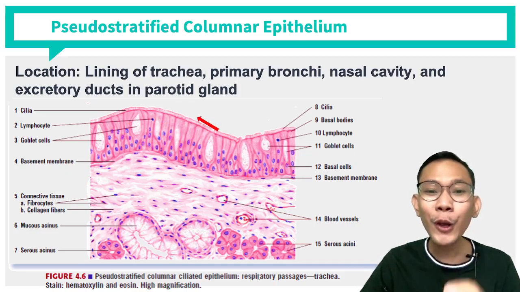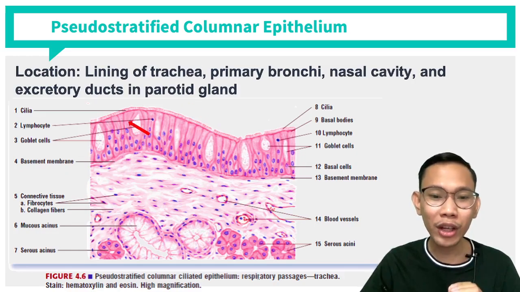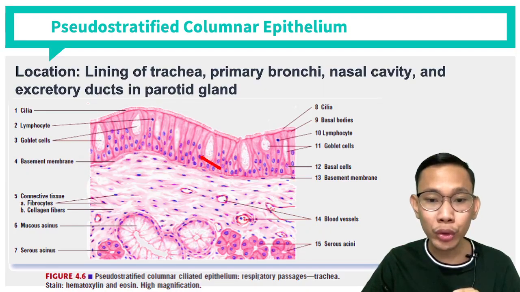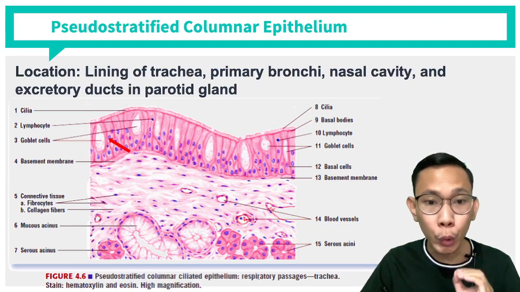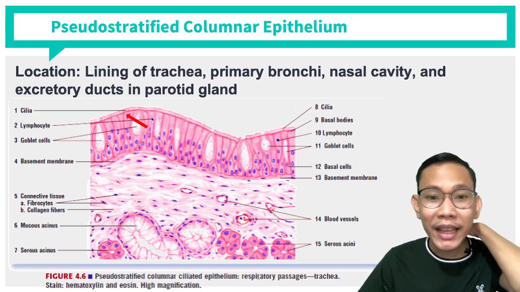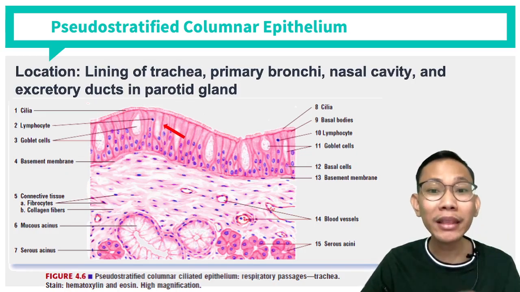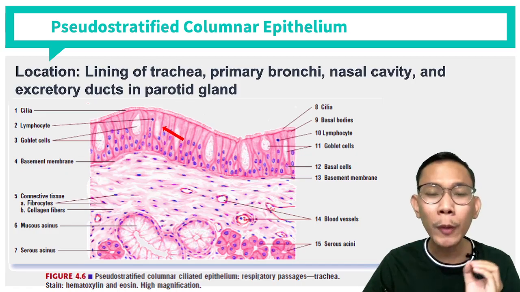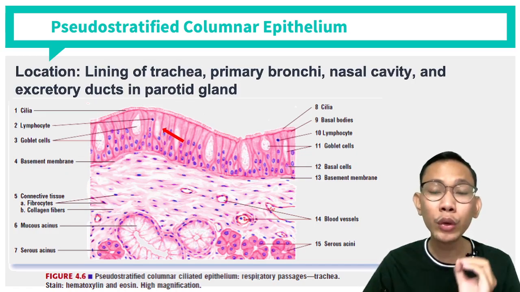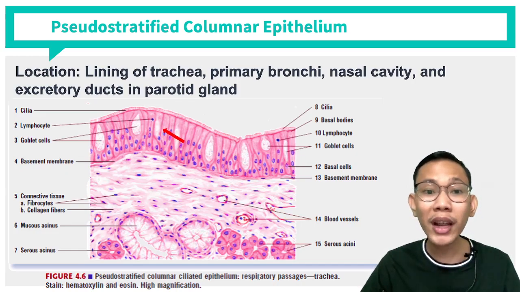So therefore, that's how you correctly identify this structure. Again, this is pseudostratified columnar ciliated epithelium. That's the complete name of this epithelia. When I give you an example in our quizzes, I want you to label it correctly and completely if it contains a specialized structure.